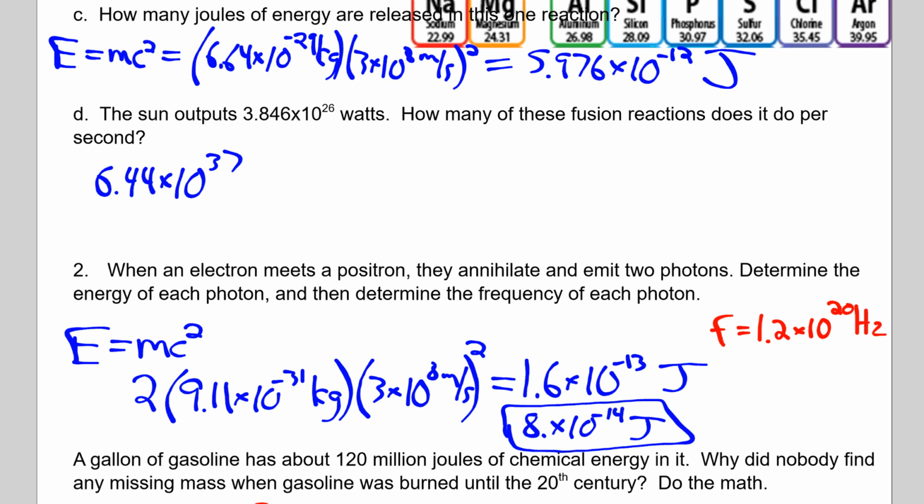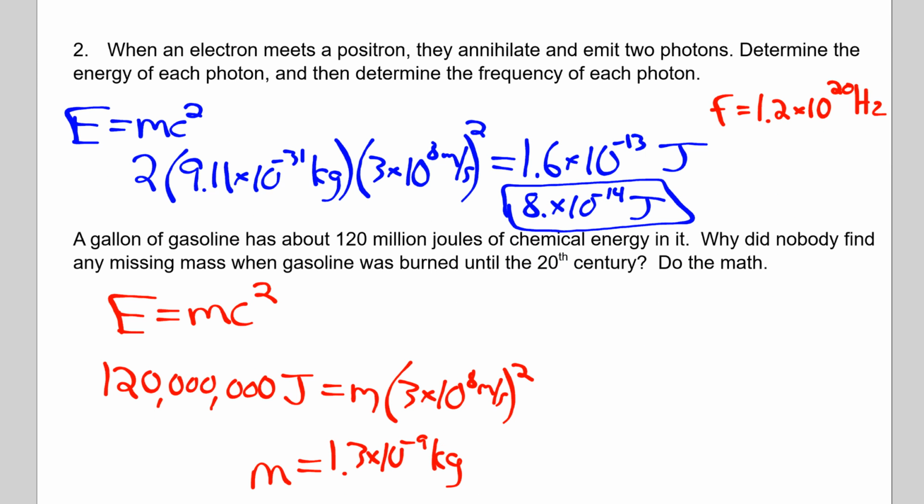Here we go. A gallon of gasoline has 120 million joules of chemical energy in it. Why did nobody find any missing mass when the gasoline was burned until the 20th century? Do the math. So here's the math. We're doing E equals mc squared. We put our 120 million joules in for E. We're solving for m. We get 1.3 times 10 to the negative 9 kilogram. That's a billionth of a kilogram. So nobody noticed that gasoline lost a billionth of a kilogram until we got to the 20th century and we're able to do this on the finer scale.